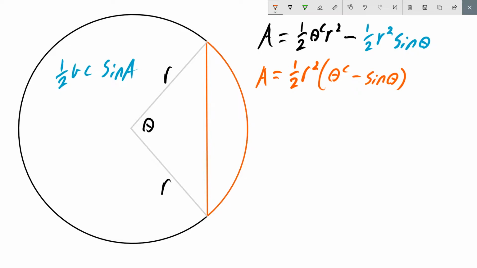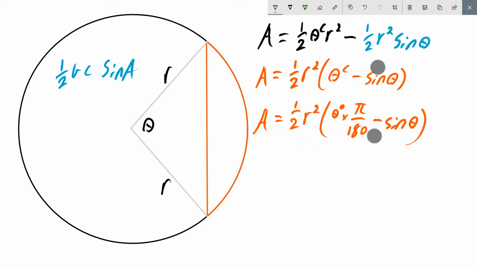So assuming that we do want to use degrees, we can write the same equation, but now we have to get theta and times it by pi over 180. And then we have to subtract the sine of theta again. So again, these two equations are the same, but you can see that using radians is just a whole lot easier in this case here.